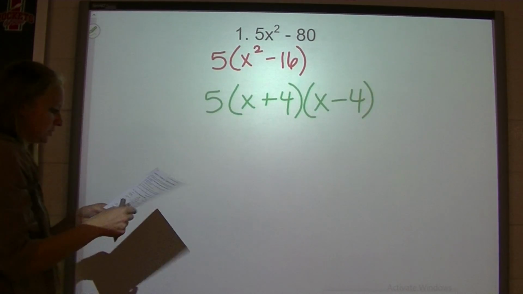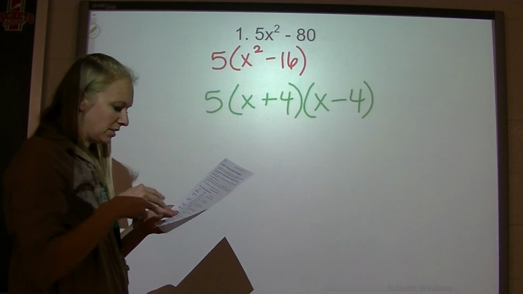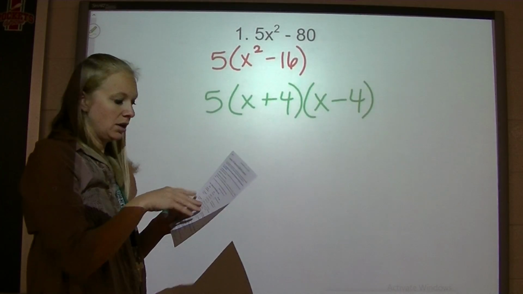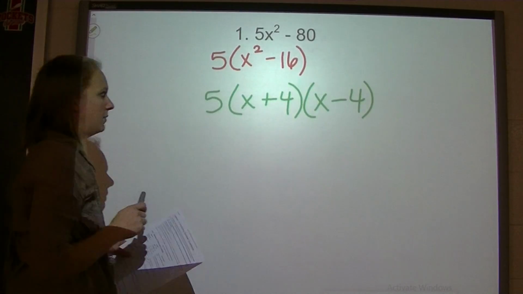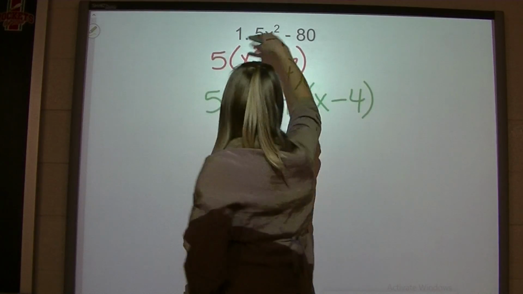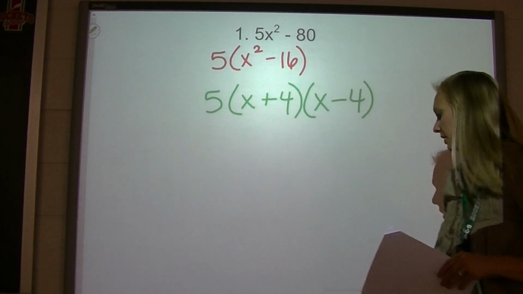Because if you go back to your review of factorization method, it talks about how you can review difference of squares. So that factors to that. If I multiplied everything out, I get 5x squared minus 80.